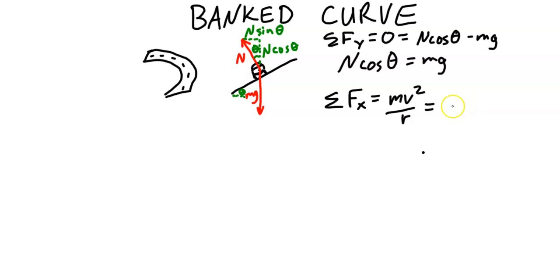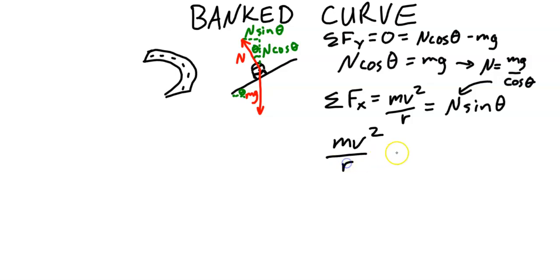All right, so let me put that in. At some point, if you're asked to solve for the angle, you might find it useful to come up with an expression for just n. So we can come right here and use this to get that n equals mg divided by cosine of theta. And knowing that, we can substitute that in place of n in this expression. So you get mv squared over r equals mg sine of theta over cosine of theta.